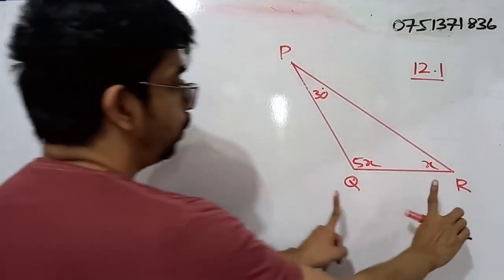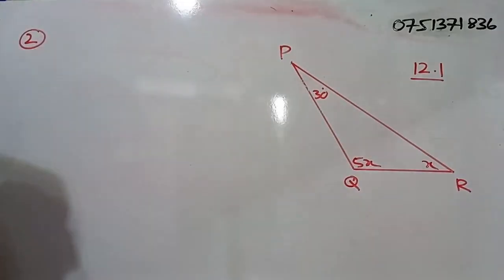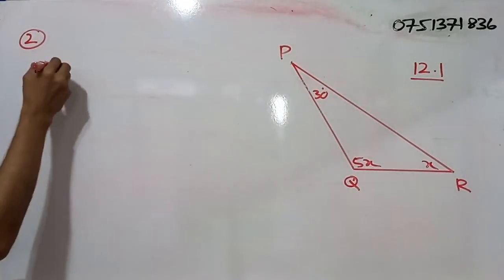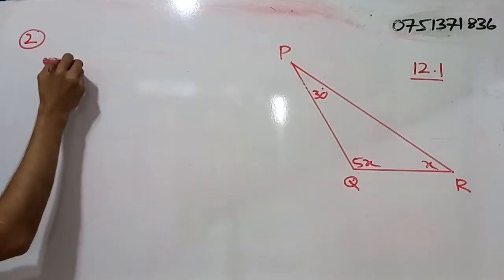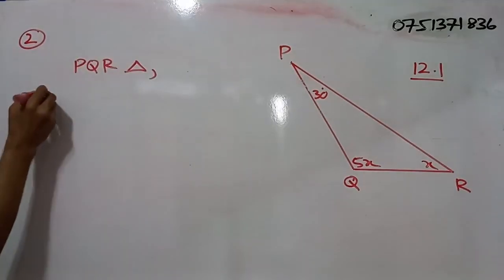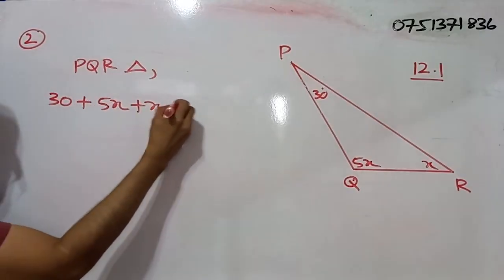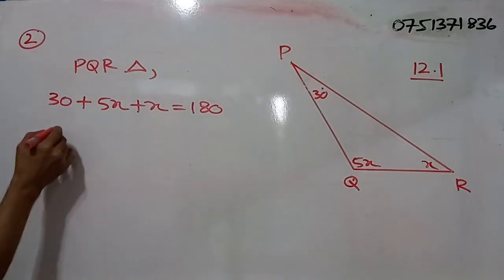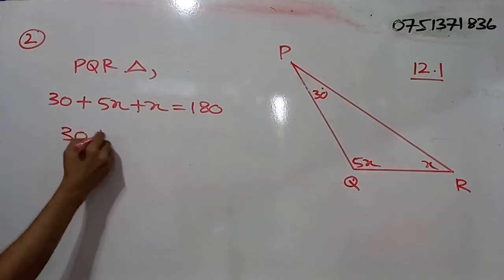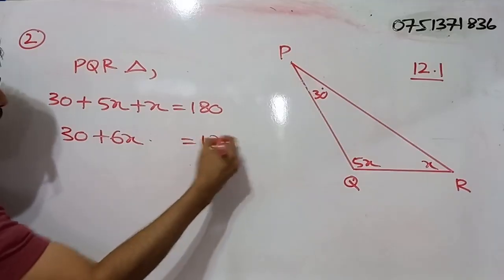So there also, we have to find the magnitude of angle Q and R. Okay. So let's take the triangle PQR. So 30 plus 5x plus x, that is equal to what? 180. What is the reason? Sum of internal angles of a triangle. So 30 plus 6x, that is equal to 180.